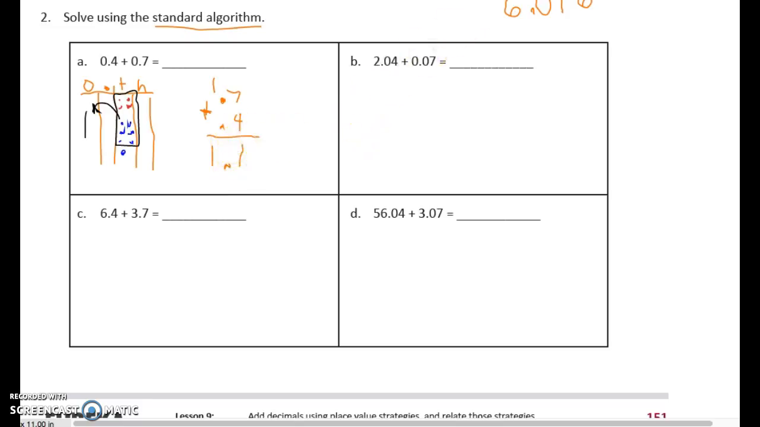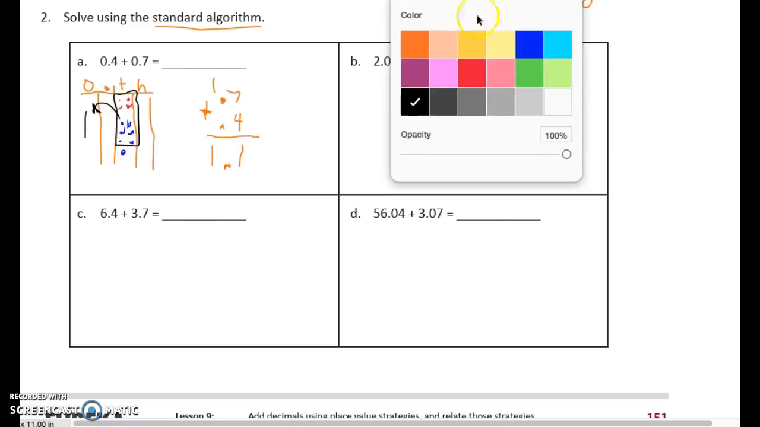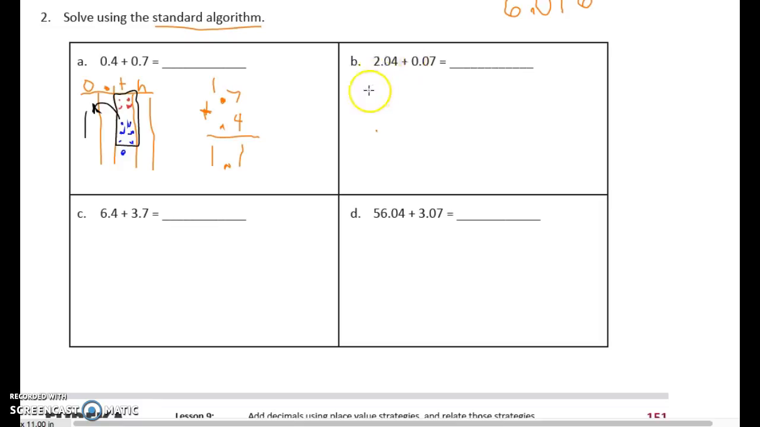So now I'm going to do it again, and we'll take a look at this one right here. Let's go back to orange. In this case, we have 2 ones. So let's make our chart again. Here's the decimal. Let's make another line here so we've got the decimal separated. Here's the tenths. Here's the hundredths. So O for ones, T for tenths, H for hundredths.